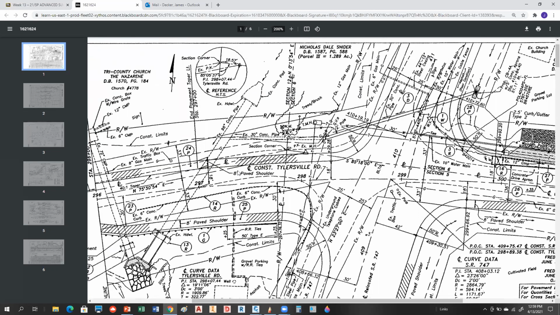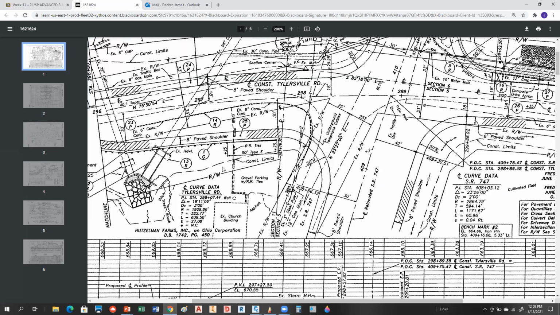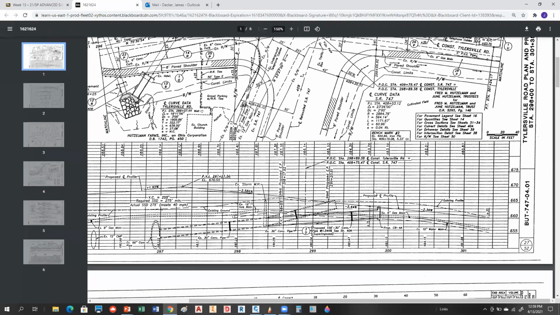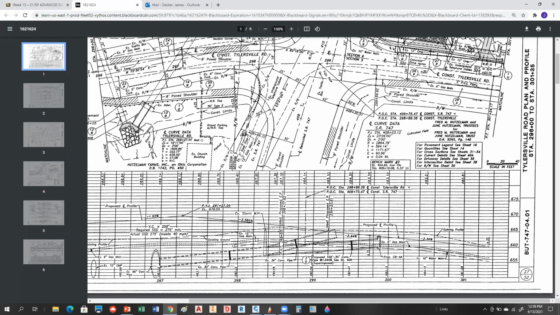So this thing is very, very complex. And then down below, what we're looking at is the profile, but this happens to be the profile of Tylersville Road, not of this. So to get the grade information coming into it from 747, you'd have to go to another sheet that would have the profile for 747. So again, this profile down here is just for the profile sitting here.